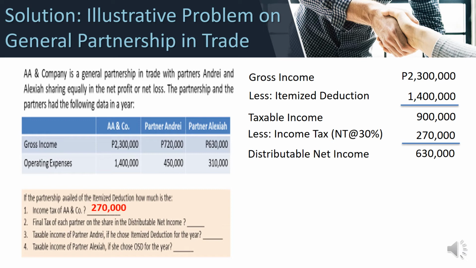So, since there are two partners sharing equally, dalawa lang naman sila, so we will divide it by 2. So, the share of each partner in the distributable net income will be 315,000.